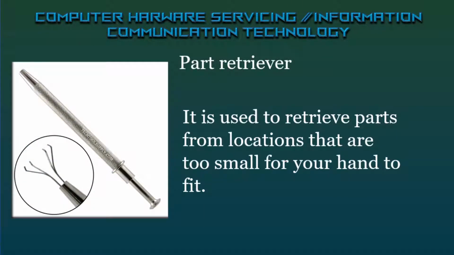Part retriever. It is used to retrieve parts from locations that are too small for your hand to fit. The tool is mainly used to retrieve screws, although it is also helpful in retrieving jammed bits in the motherboard. They mainly come in sizes ranging from about 4 to 9 inches. The outer shell is usually plastic, although higher-end retrievers can have metal casing and reinforced inner material.